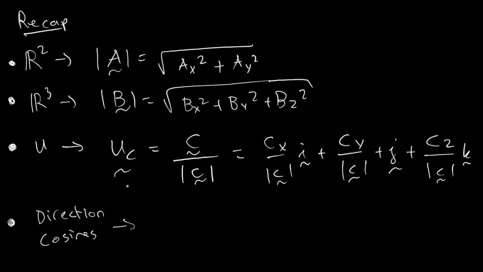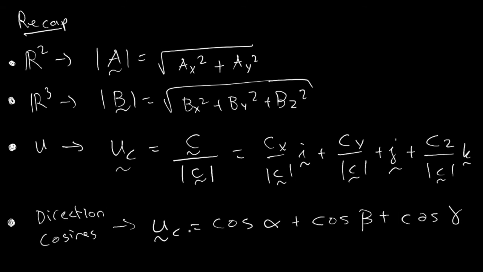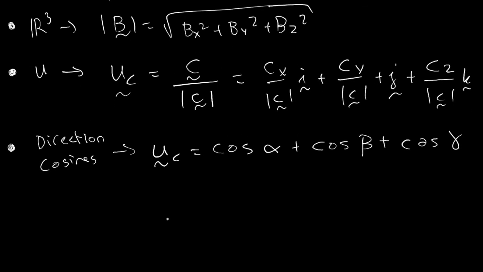Sorry, I forgot to add this in here. This is important because a unit vector is a vector, so we need to not forget those. The direction cosine, that is the exact same thing as this unit vector here, u_c, will equal cosine alpha i plus cosine beta j plus cosine gamma k. And we can find alpha, beta, and gamma as follows.